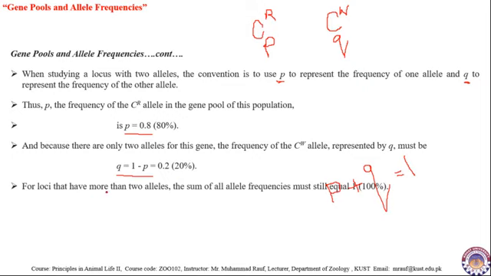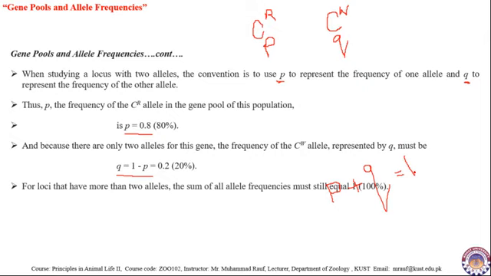For loci that have more than two alleles, the sum of allele frequencies must still be 100%. Sometimes there are multiple alleles, where more than two alleles may be present at a particular locus. So in that case you can extend that equation to P plus Q plus R, or some other symbol, and the sum of the frequencies will still be equal to 1.